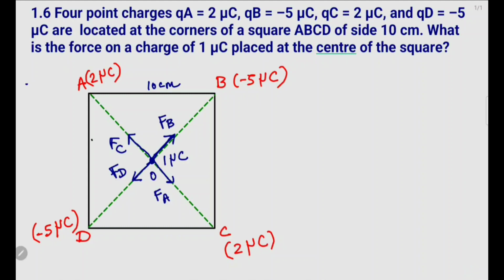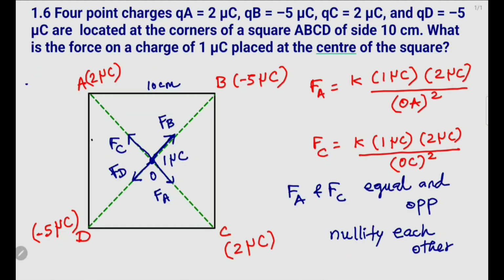Similarly, if you look at the other diagonal, FB and FD, those two charges are also the same, minus 5 microcoulomb and 1 microcoulomb, the same charge system on the other side. FB and FD also will nullify each other. So diagonal-wise, FA and FC nullify each other, and FB and FD nullify each other. So the net force experienced by the 1 microcoulomb charge is 0.